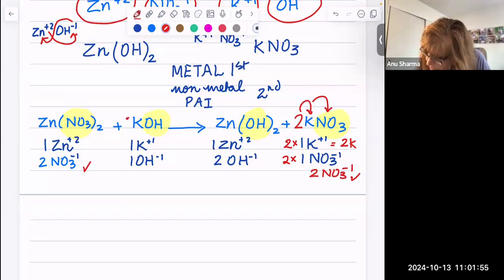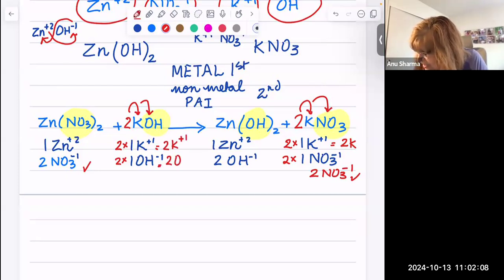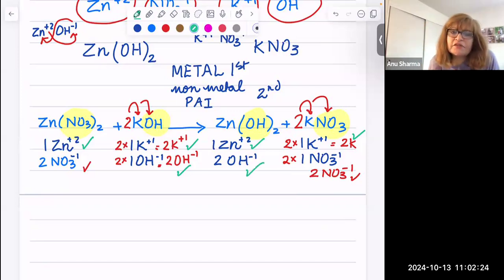So now you're going to put 2 here, 2 potassiums and 2 OH. So this gives you 2 potassiums and 2 OH. So this makes it 2 potassium plus 1 charge and 2 OH minus 1 charge. Okay, so you have, in this case, 1 zinc, 2 nitrates, 2 nitrates, 2 potassiums and 2 potassiums, and 2 OH and 2 OH, all balanced. Clear?